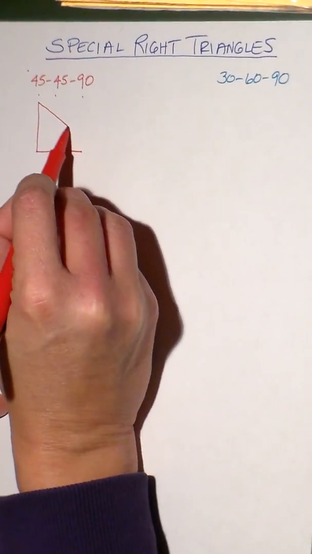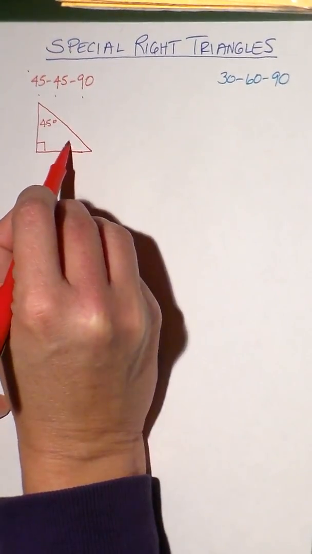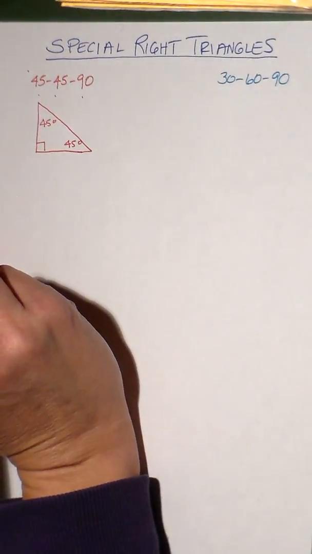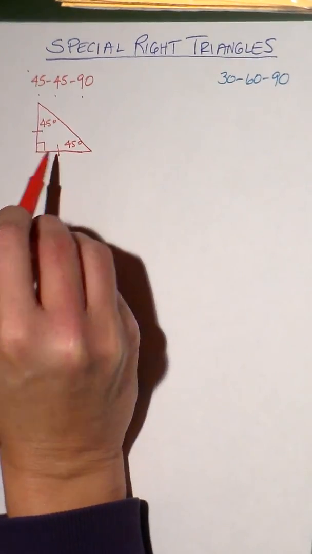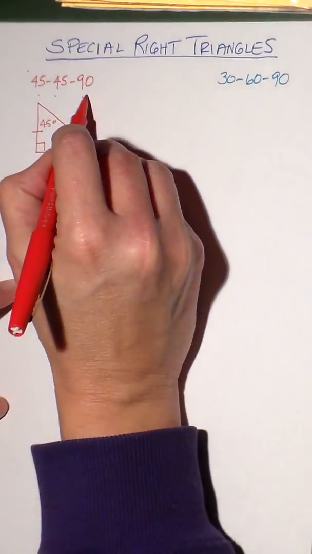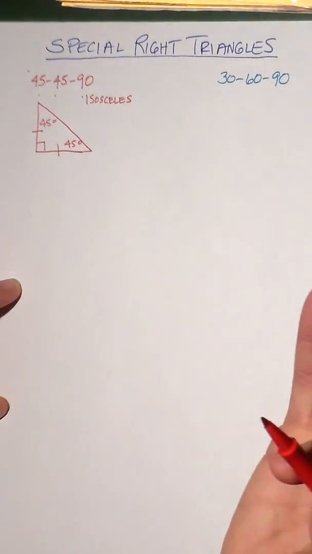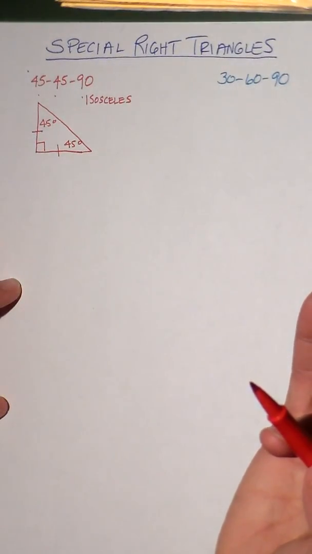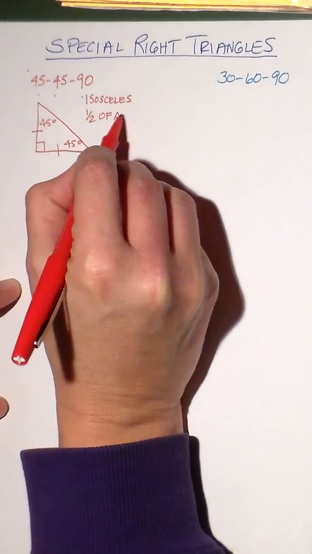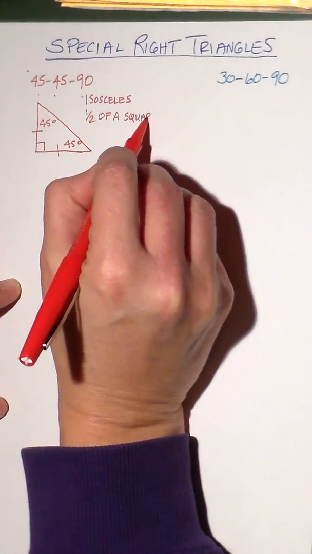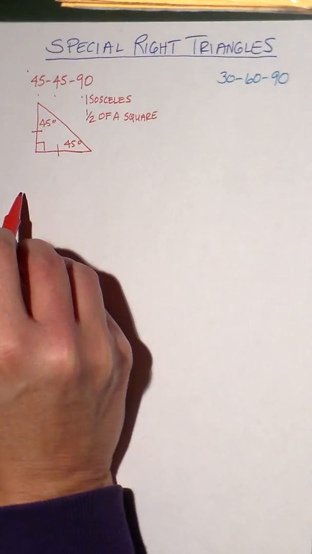I'm trying to rush because I'm running out of battery here. So here is your 45, 45, 90, okay? Because the two angles are the same, the two sides are the same. So a 45, 45, 90 is an isosceles triangle because it's got two congruent sides and two congruent angles. It is also half of a square. If I were to draw a square and draw a diagonal, that diagonal would create two 45, 45, 90 triangles.